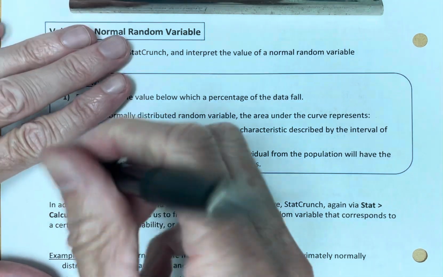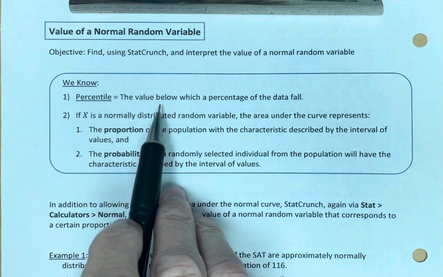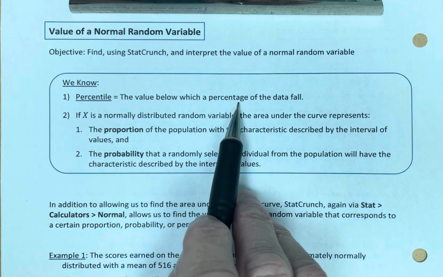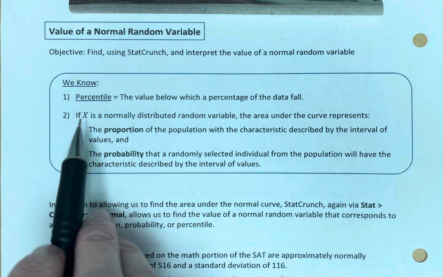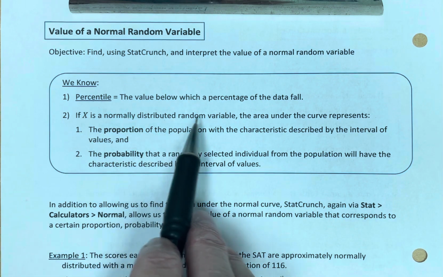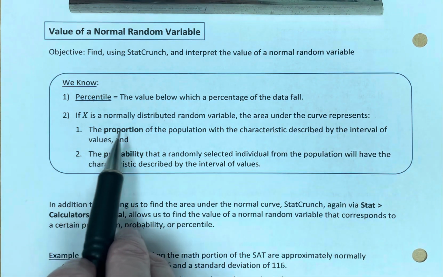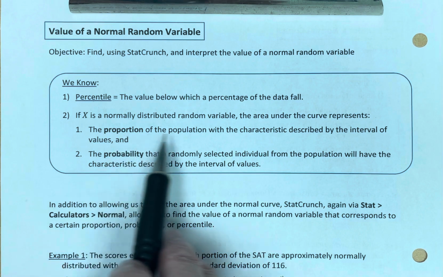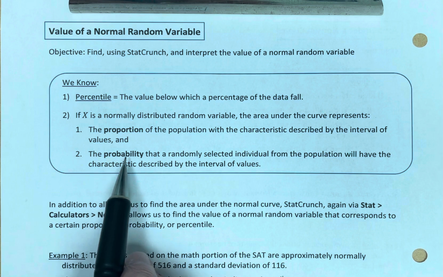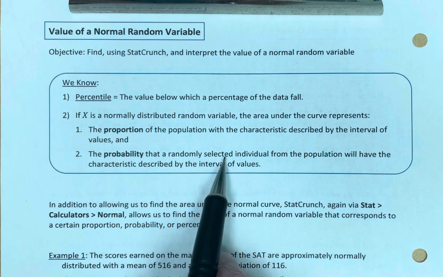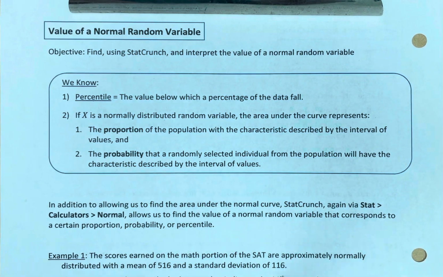So let's talk about what we know. We know what percentile means: the value below which a percentage of the data fall. And we know if X is a normally distributed random variable, the area under the curve represents two things. One, the proportion of the population with the characteristic, and two, the probability that a randomly selected individual from the population will have the characteristic.